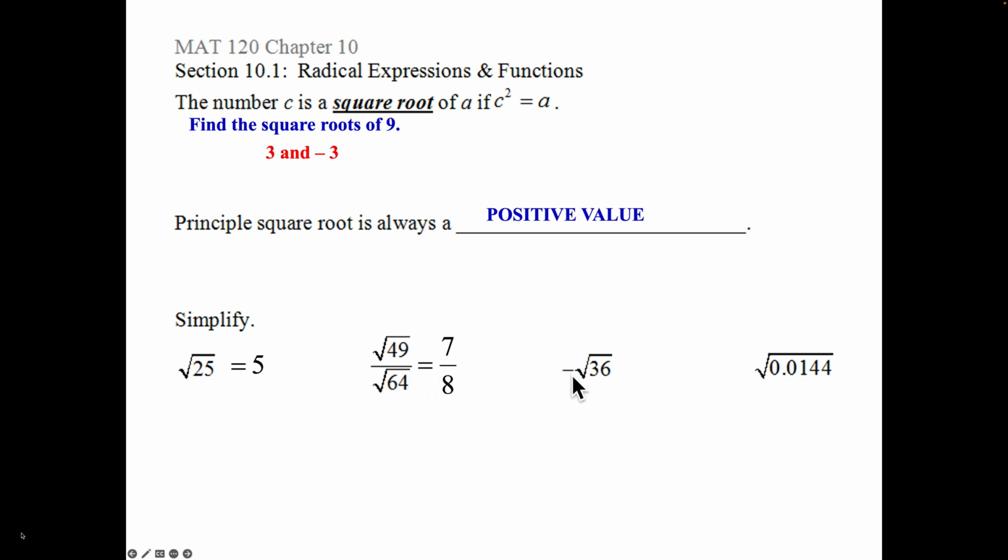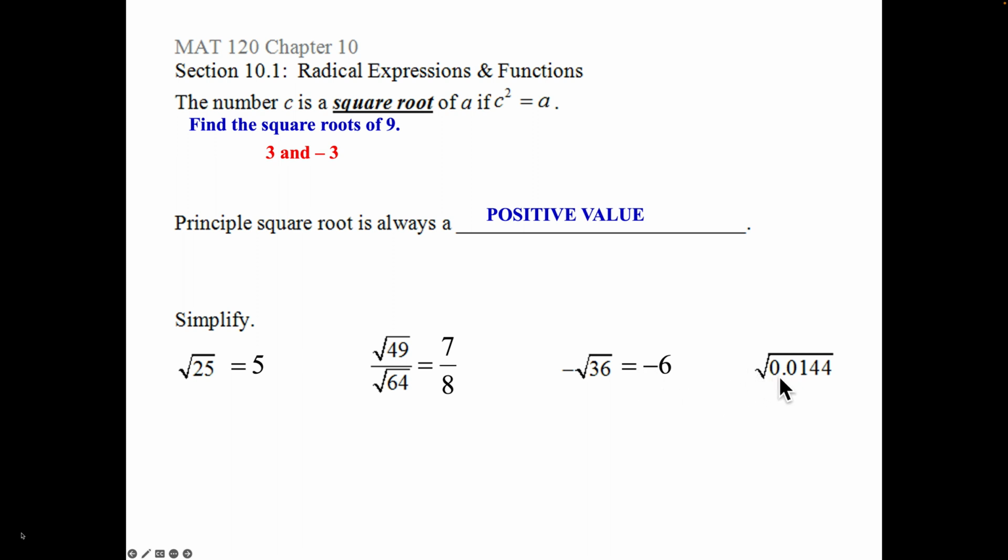Now if they put a negative out in front of the square root, you'll still take the square root of 36, which is 6, but you keep the negative on it. That's like saying negative 1 times a positive 6. That will be a negative 6.